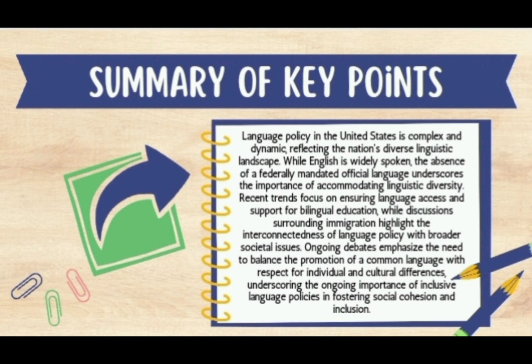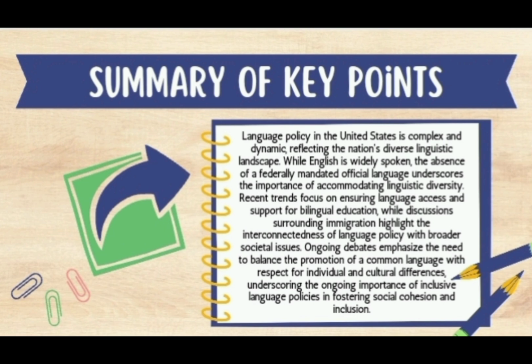So, in short, language rules in the US are complicated because they speak many different languages. Even though English is used a lot, there's no official rule saying it has to be the only language. Recently, there's been more talk about making sure everyone can get help in their language and supporting programs that teach kids in different languages. When we talk about language rules, it's not just about what language to use, but also about making sure everyone feels included and respected.